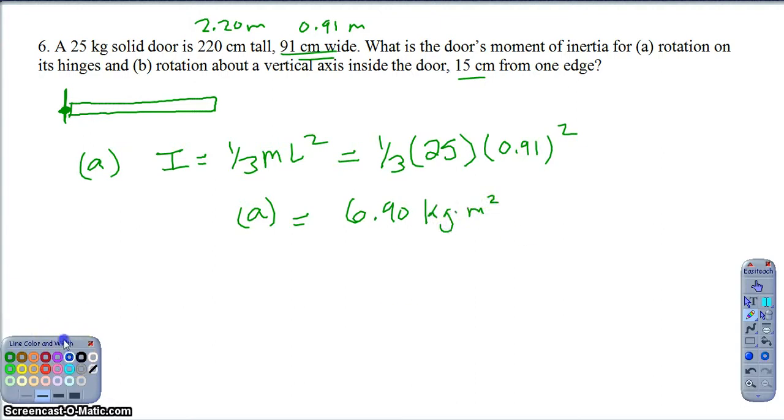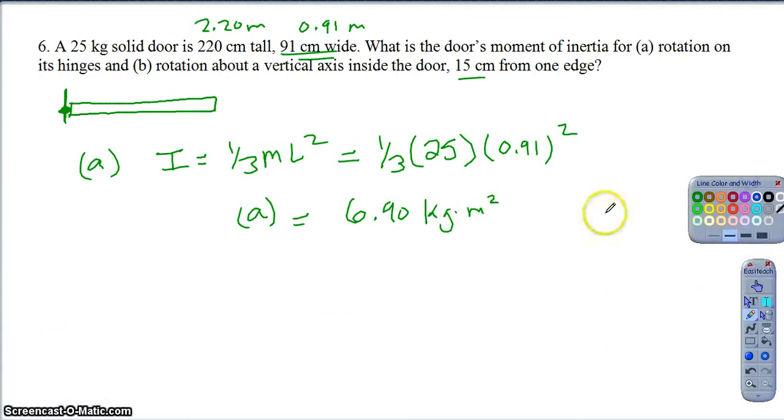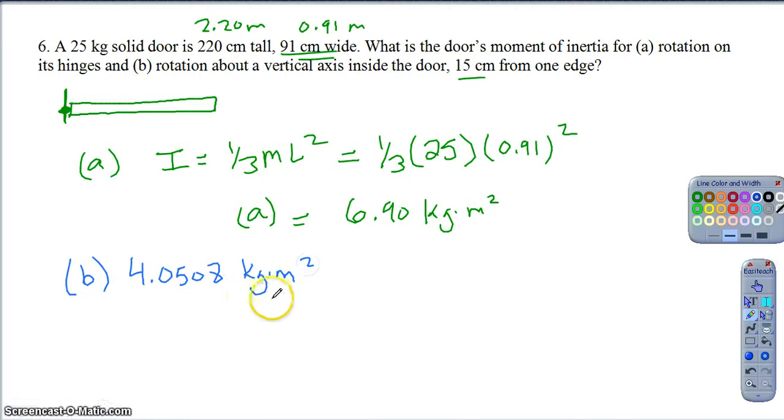Part B, I'll probably have to finish this part, I guess, in the next part of the video. But I'll go ahead and write the answer down here, so if you just want to check that. The final answer I get for part B ends up being 4.0508 kilograms times meters squared. So again, I'll show how I got this in the second part of this homework video, but if you think you got it right and you just want to check your answer, there it is, and hopefully you got it right so you won't have to watch that next part.